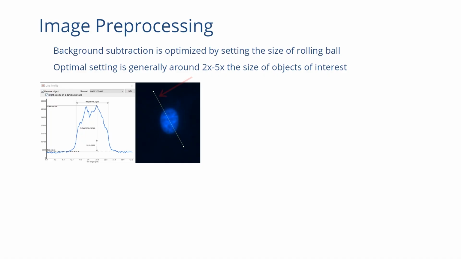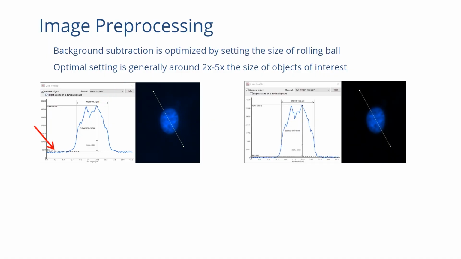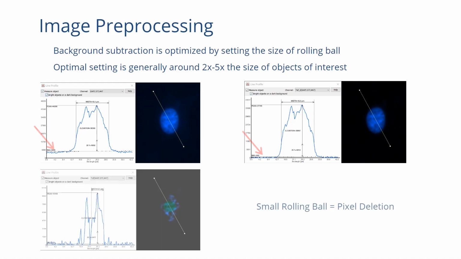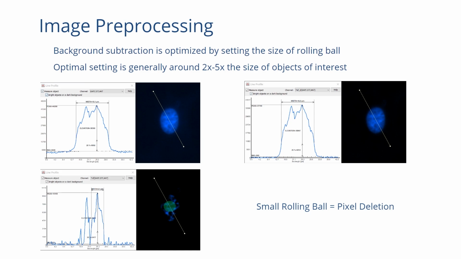In the image on the left, the line profile tool displays the fluorescent intensity across the nucleus and the surrounding background. When the rolling ball is applied at the appropriate size, it flattens the background, allowing the fluorescent intensity profile to focus more on the nucleus while reducing background noise. If the rolling ball is too small, it can delete pixels and erase important data. If it's too large, it may not effectively correct for uneven background signal, and it will take longer to process the images without any noticeable benefit.